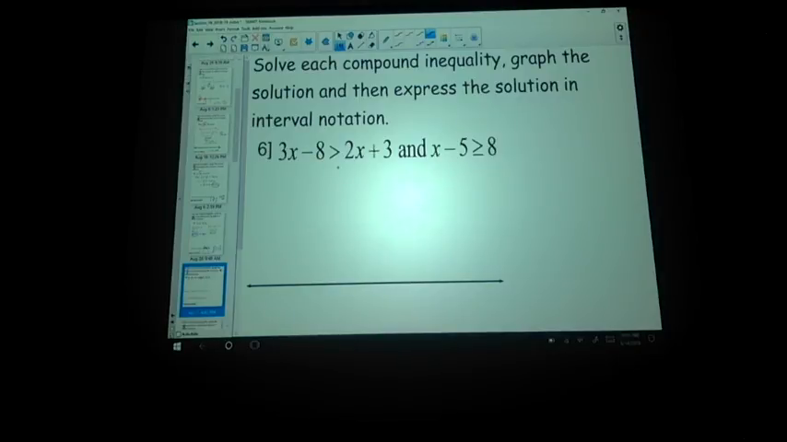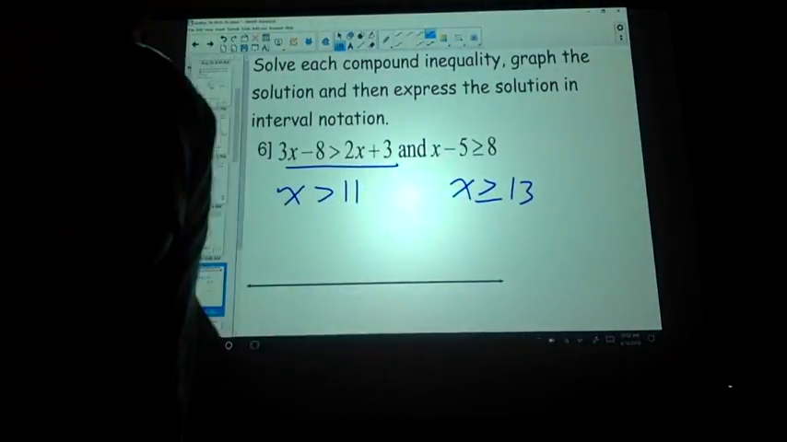So on this first problem, I'm going to get x is greater than 11. What I did on that first equation right here is I added 8 to both sides, and I subtracted 2x from both sides. Does that seem okay? All right. And then the second equation, I'm just going to add 5 to both sides, so I'm going to get this. What do you think?